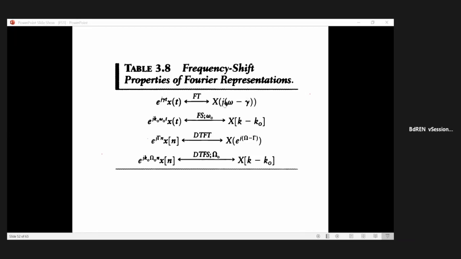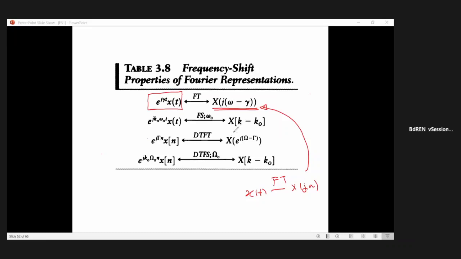This is your signal in the frequency domain. Originally our signal was x(t), and the corresponding Fourier transform was X(jω). Now if we shift, for example, in frequency by an amount equal to gamma, which is of course a frequency, then the corresponding time domain signal will be equal to this. This type of property is also there in the case of the Laplace transform.